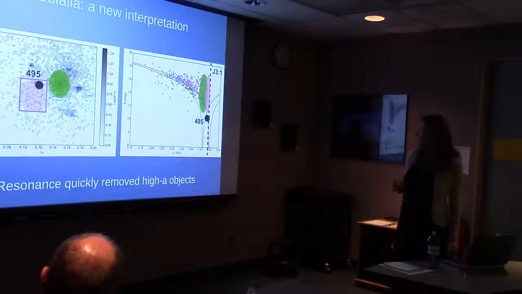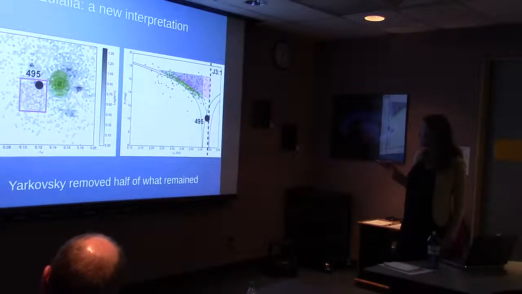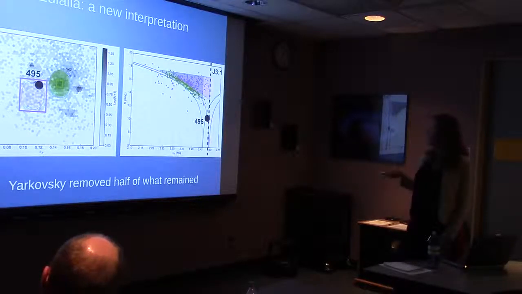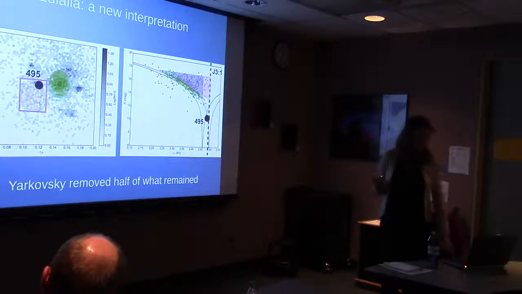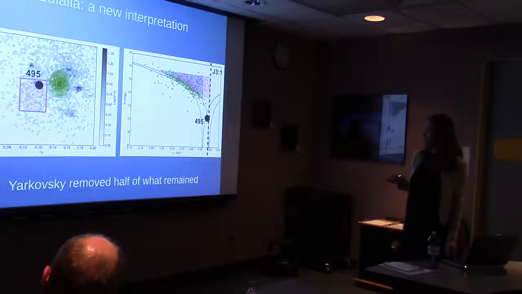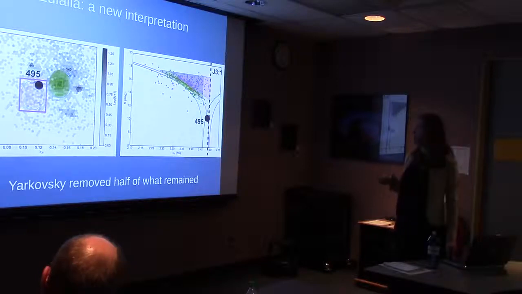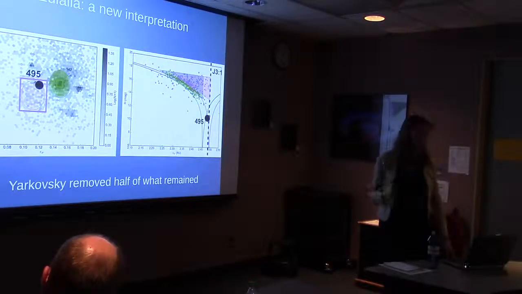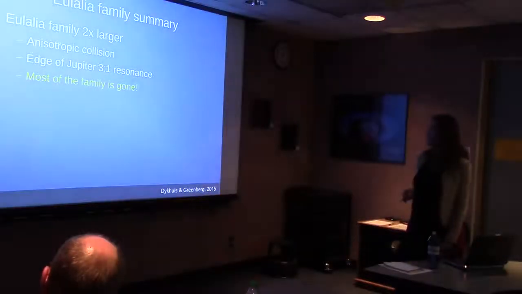But then over time, the Yarkovsky effect spreads out what's left, and some of the objects go this way because they have spins that make them go outward, and that just really decimates the population of Eulalias. So this family could have been two times as large, and this could be indicating there's two different parts to that family that we hadn't noticed.